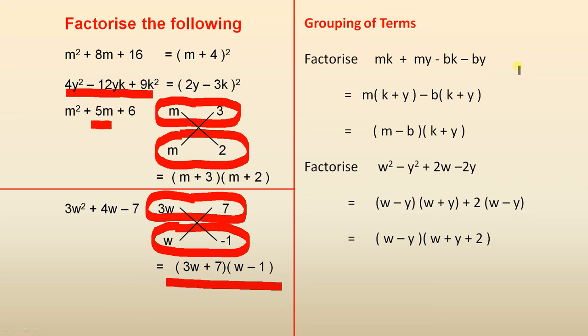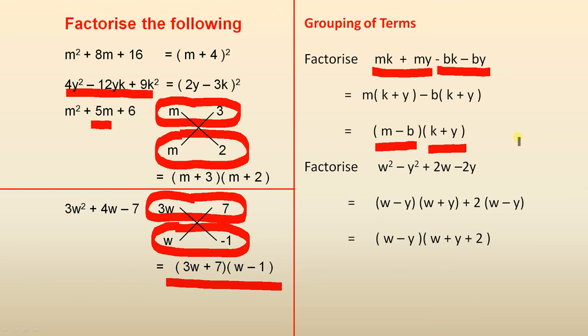Now we have more expressions here, and this is done by grouping of terms. So we have four terms here. If we take the first two terms, we can write that as m outside of k plus y. Of course, m is the common factor. And then we take those two terms there, minus b outside of k plus y. Of course, b is the common factor. So the answer will be m minus b, which is there, k plus y, which is there.